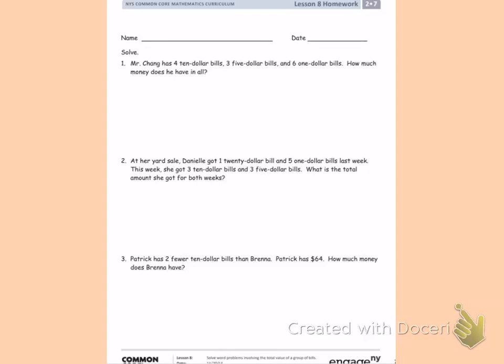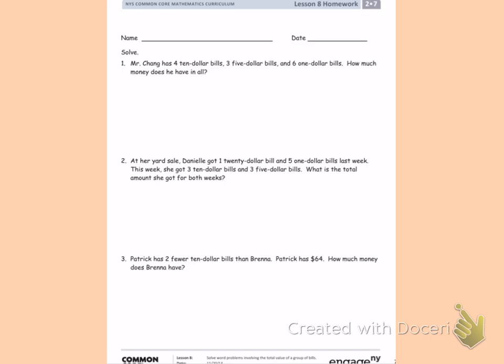Module 7, Lesson 8's objective is to solve word problems involving the total value of a group of bills. Mr. Chang has 4 $10 bills, 3 $5 bills, and 6 $1 bills. How much money does he have in all?